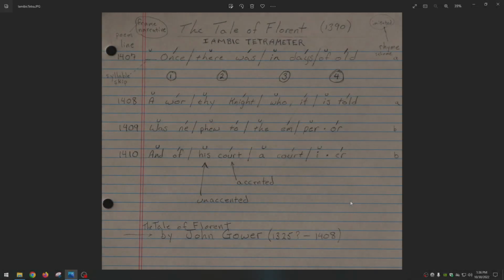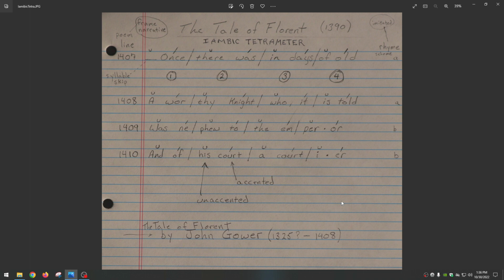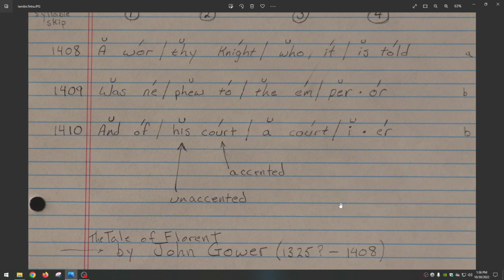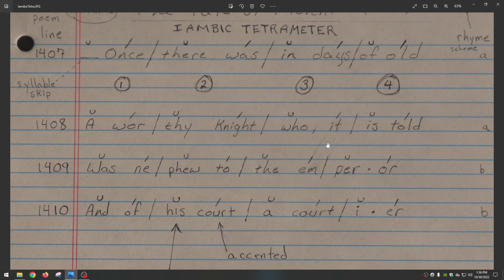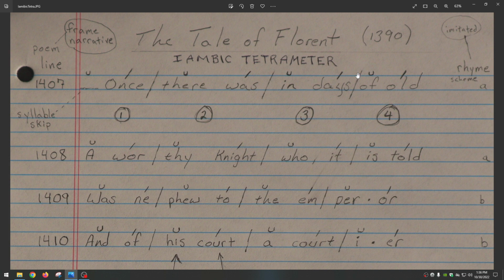Okay, so here we are with a look at the first four lines of the Tale of Florent. Let me blow it up a little bit for you. So what we see is we've got the title. Here it was finished written, and we see that I've written iambic tetrameter.